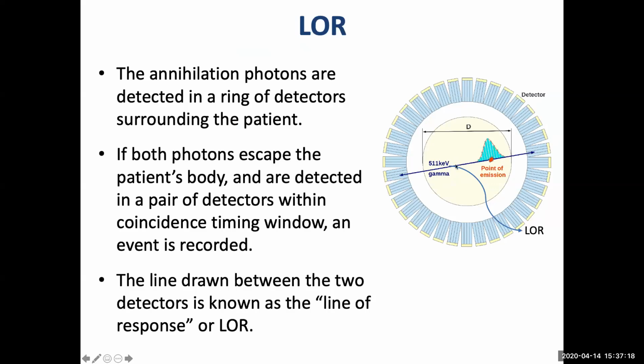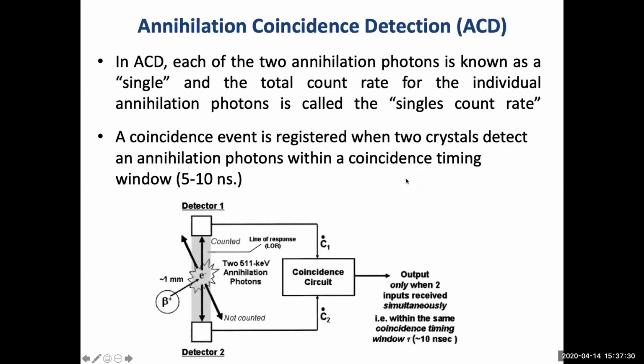The line drawn between the two detectors is known as the line of response, or LOR. This is the event, and these are the two photons, and this line connecting the two detectors is called the line of response. There is annihilation coincidence detection in PET, which is not available in SPECT.